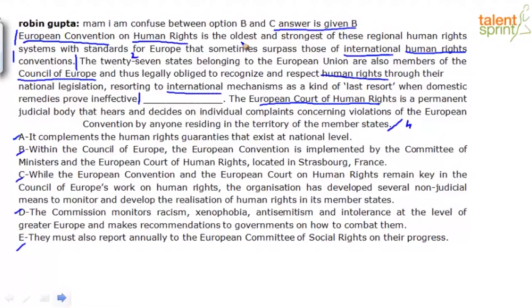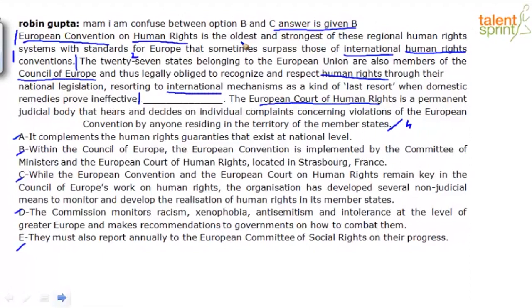The second sentence says, the 27 states belonging to the European Union are also members of the Council of Europe and thus legally obliged to recognize and respect human rights through their national legislation, resorting to international mechanisms as a kind of last resort when domestic remedies prove ineffective. So the second sentence is saying, in case whatever they have as a strategic plan within their country doesn't work, then they will rely on international mechanisms as a last resort.